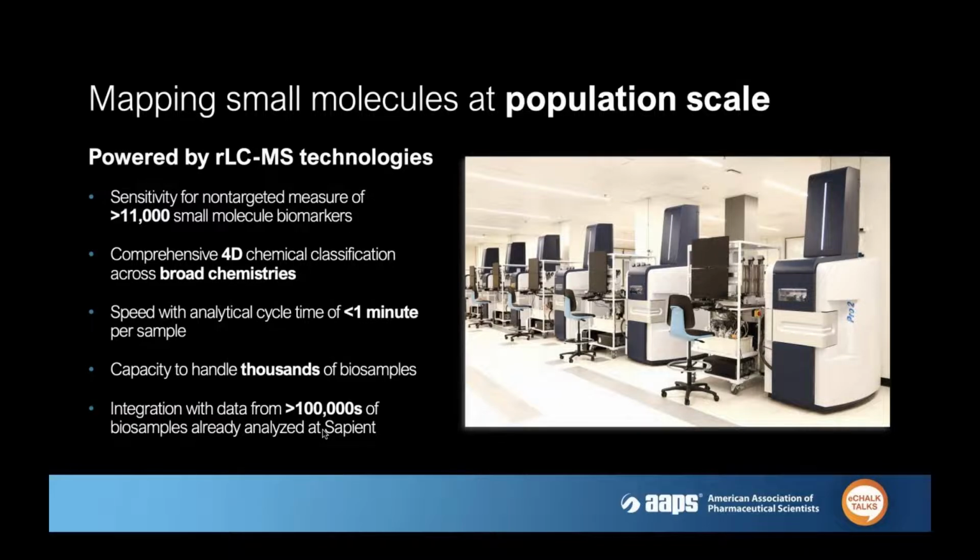For each of these 11,000 or so small molecule biomarkers that are captured, we're able to do what's called 4D chemical classification. And what this refers to is the fact that we're able to capture a number of physical chemical properties for each of these molecules, including their retention time, their MS1, their MS2 patterning, meaning when these molecules are fragmented, we can capture all the mass information regarding their daughter fragments, and then what's termed the CCS value, or their physical chemical properties on ion mobility mass spectrometry.